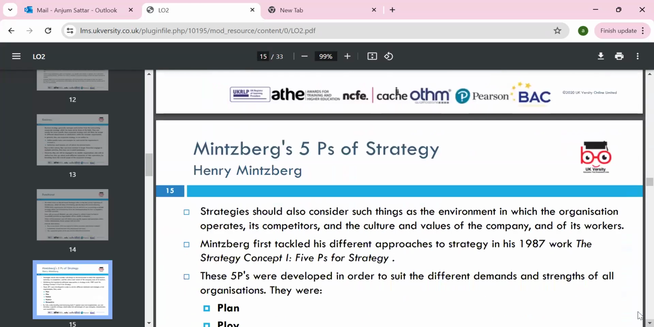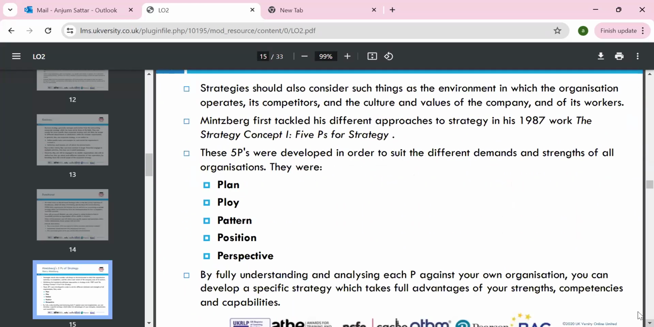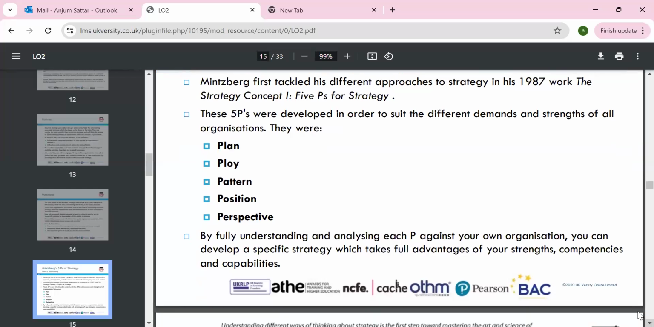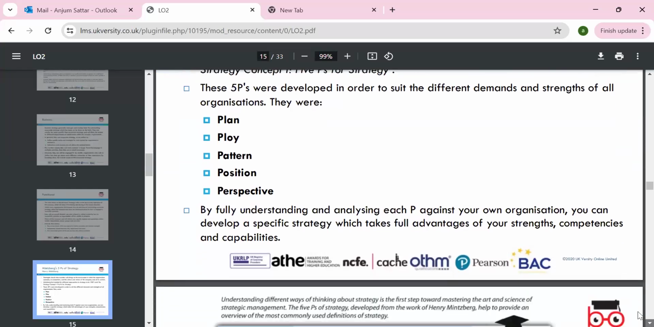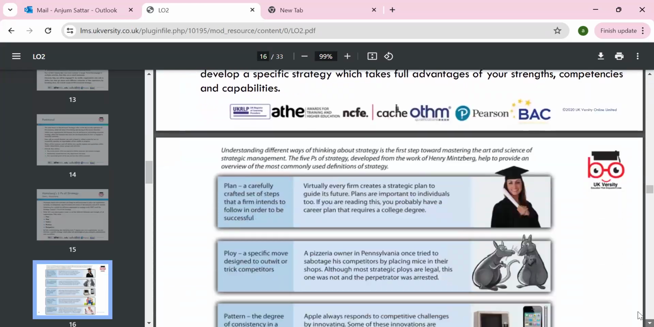So we have the author Mintzberg's 5P strategy. It's very popular: plan, ploy, pattern, position, and perspective. So we can look at these questions to understand the P's against our own organization and develop the strategy specific to it, to full advantage.